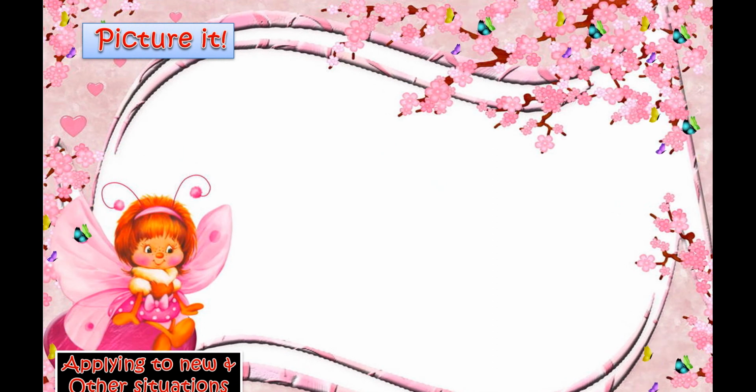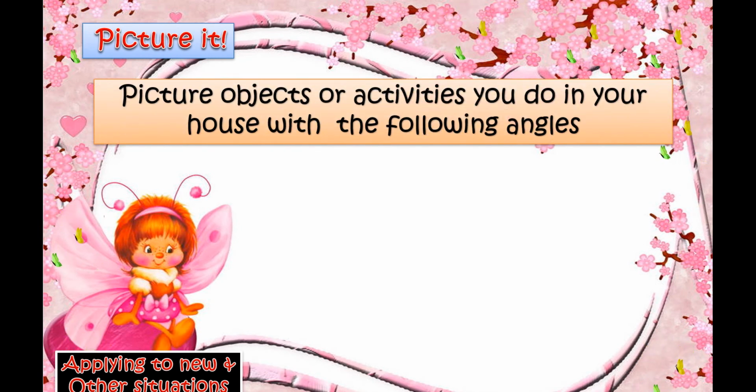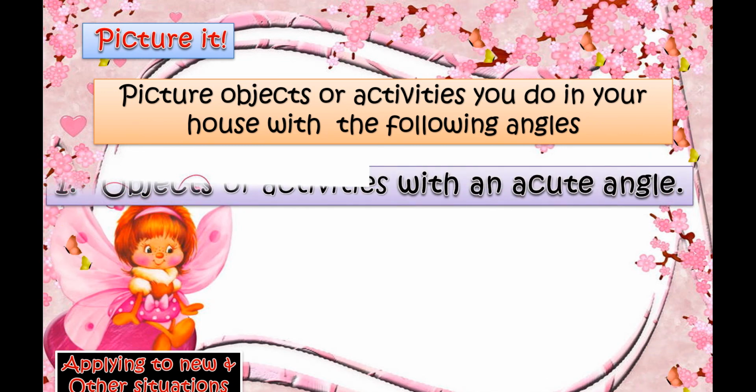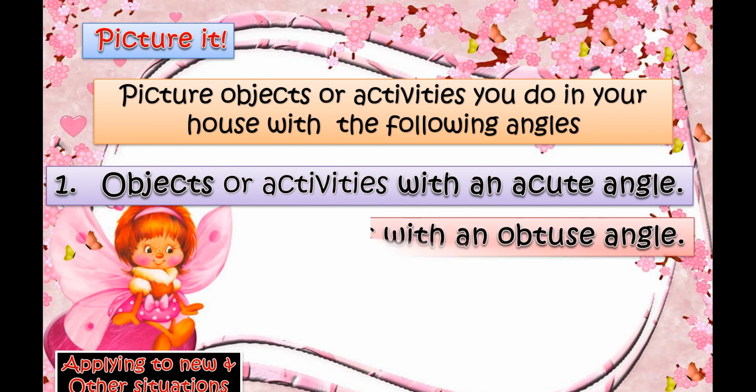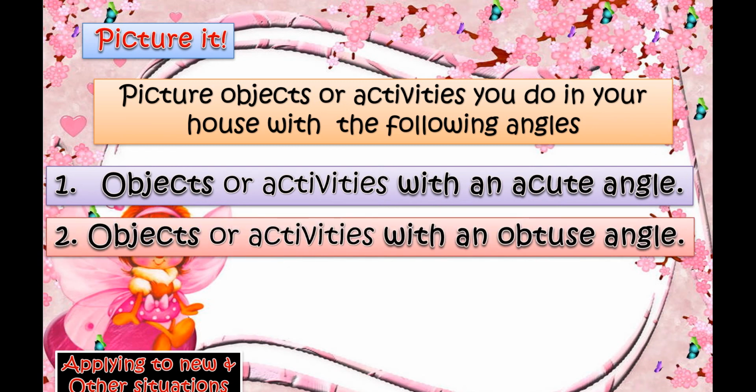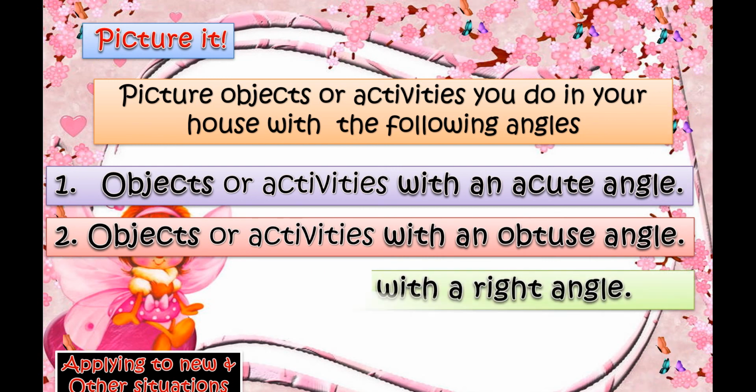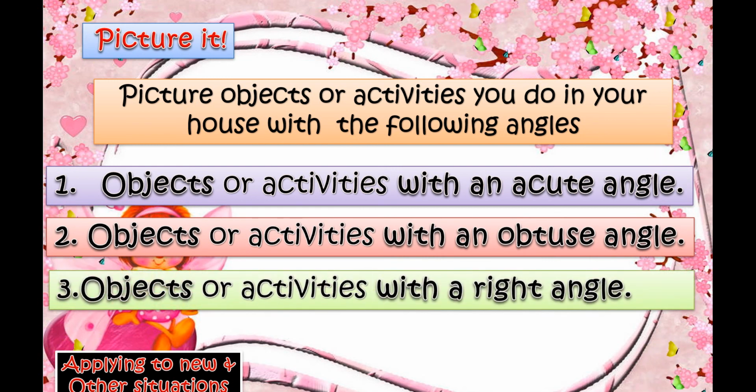For your written activity, picture objects or activities you do in your house with the following angles. Number 1, objects or activities with an acute angle. Number 2, objects or activities with an obtuse angle. And number 3, objects or activities with a right angle.